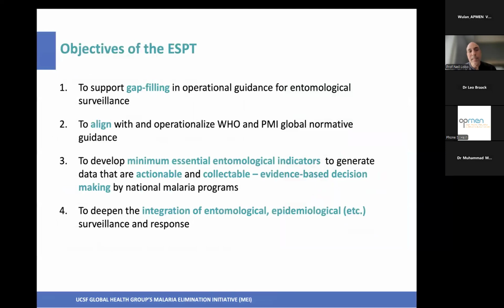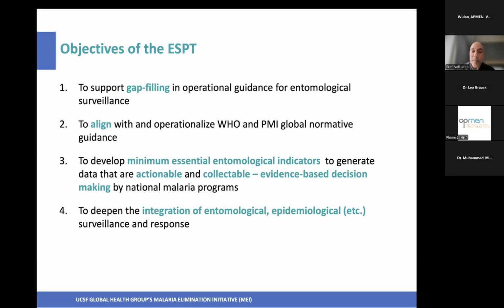So the objective is gap filling for operational guidance. So how do we apply global guidance, WHO guidance, to our specific context, right? A key point is it uses minimal essential indicators. So we don't have to collect all 40, 50, or however many indicators anyone recommends. There are a ton of indicators. You can collect a lot of data. What we actually need is the minimum amount to answer our question that saves us money, time, resources. It just is a better way of going about things.